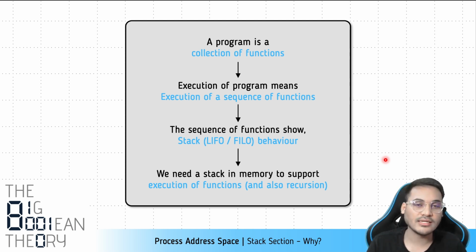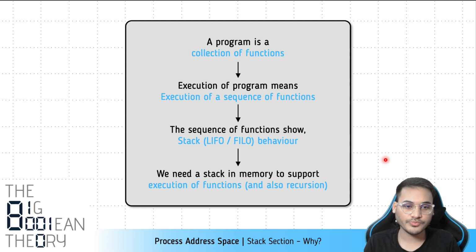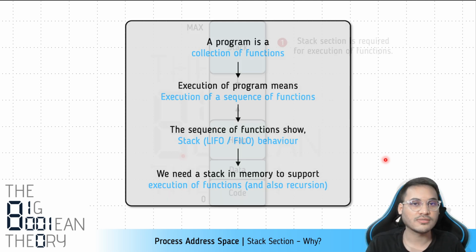That we will talk about in the next video, but the point is that your program is a collection of functions, and when it is executing, we have a sequence of functions in the memory which display stack behavior. That is why, in order to execute the program, in order to simulate that behavior, we need a stack section in the memory. So you understand why we have a dedicated stack section in the process address space that is basically reserved for the execution of functions.